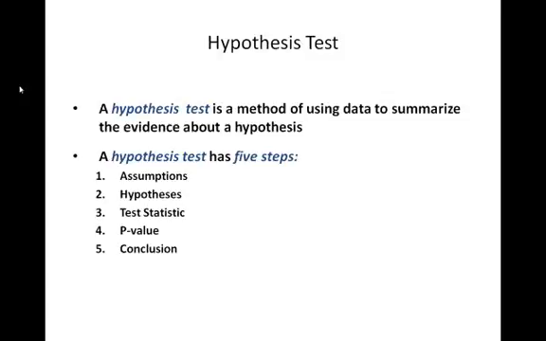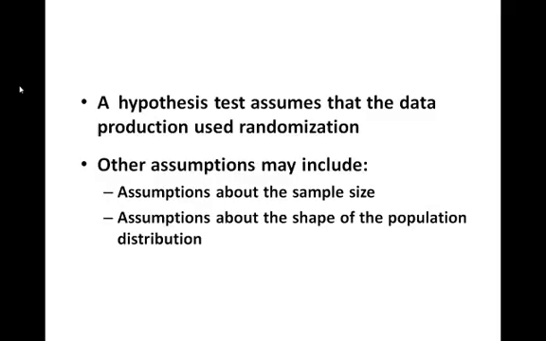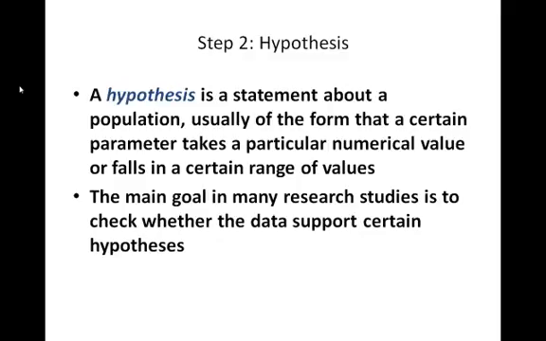So basically, when you do a hypothesis test, there are 5 steps: assumptions, hypothesis, test statistic, p-value, and conclusion. So assumptions, the basic assumption was that your data was gathered randomly using randomization, and there could be some other assumptions based on the type of test you're running. The second step is to write your null and alternative hypothesis.